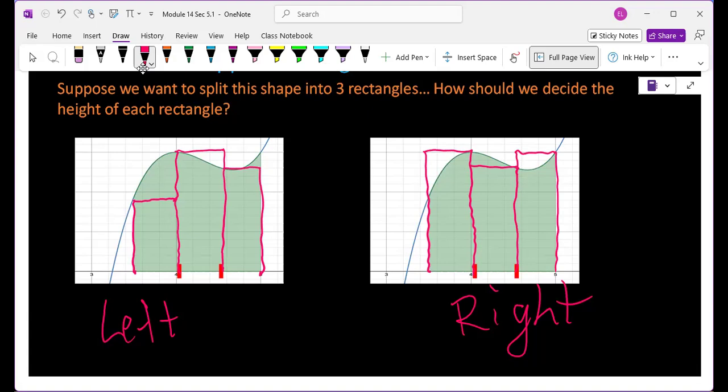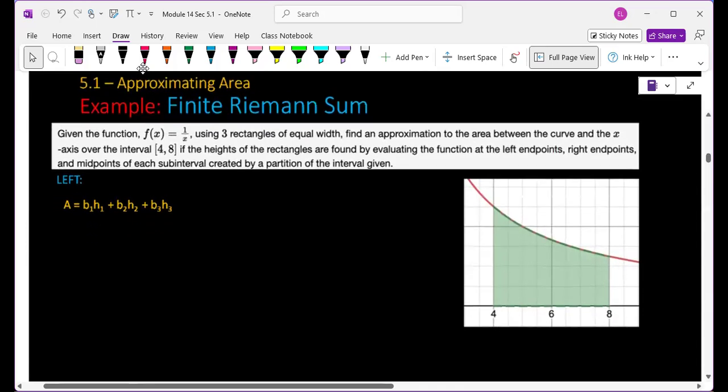So usually it's just pick one and go with it. Really, the answer depends more on the curve, if it's increasing or decreasing, if it's concave up or concave down. But most of the time, the curve is actually doing more than just one thing, so it doesn't much matter.